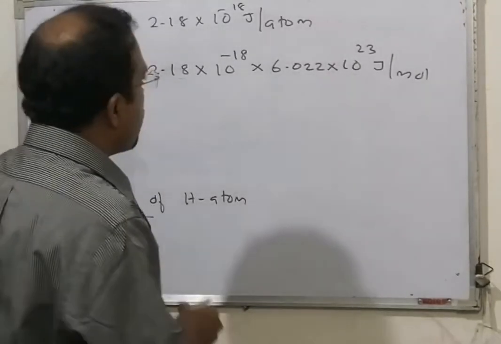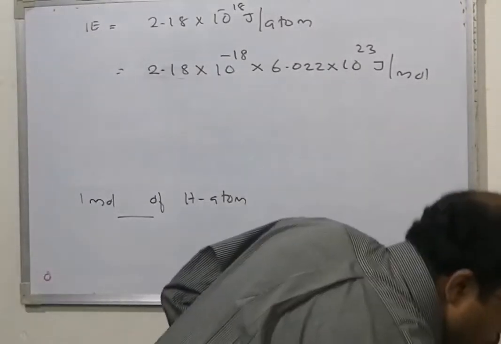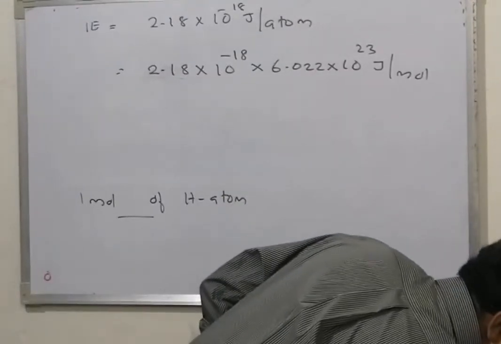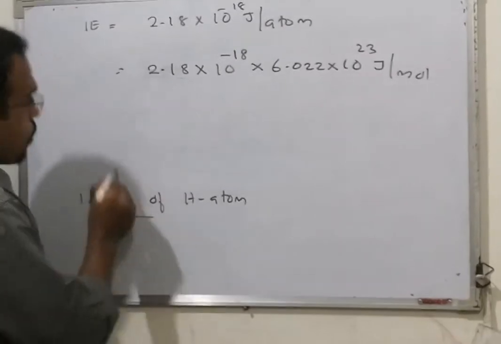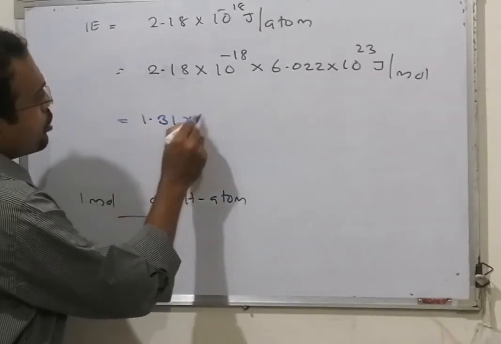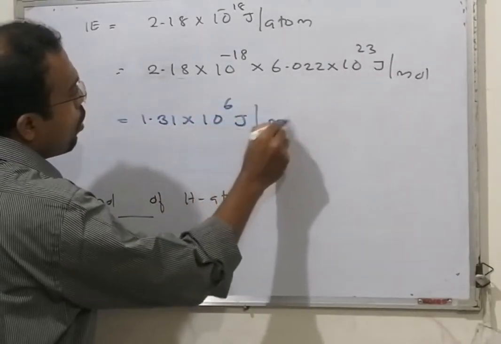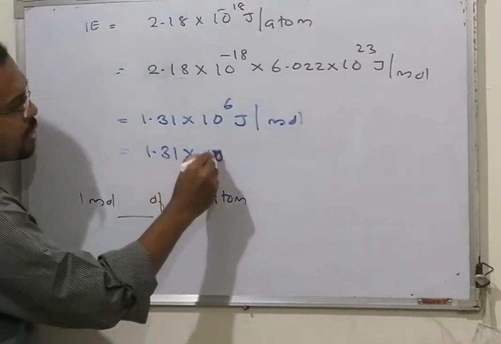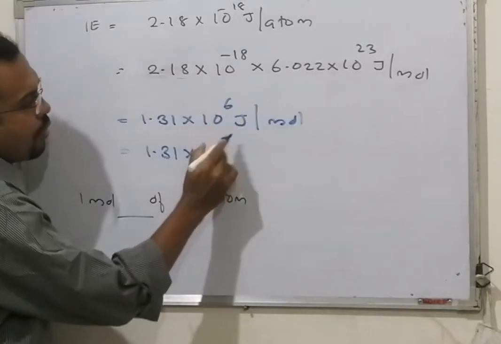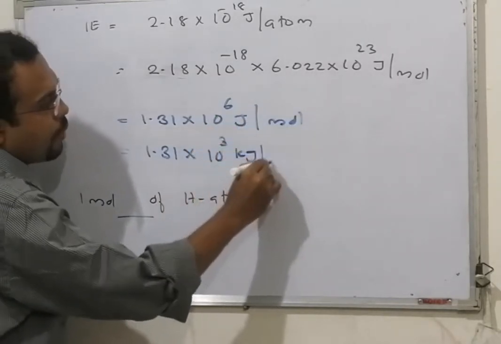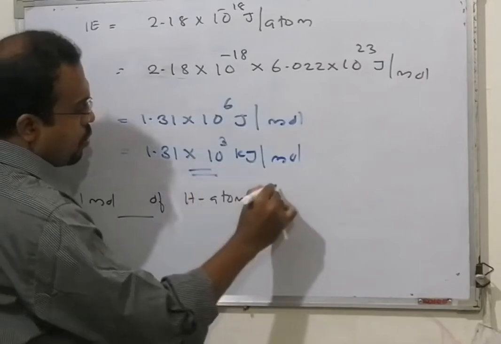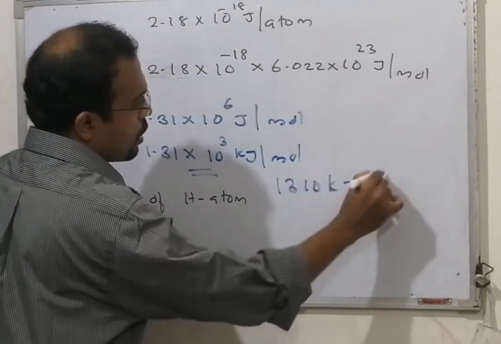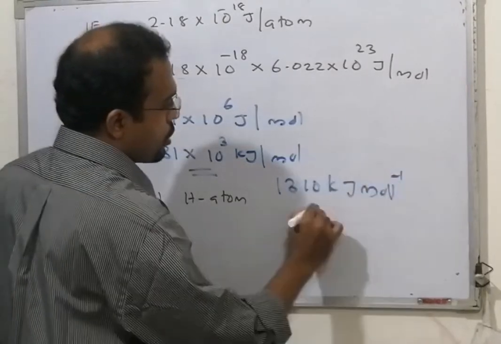Therefore, when you multiply, please multiply this answer. You will get 1.31 into 10 raised to 6 joule per mole. When you convert joule to kilojoule, it is 1312 kilojoule per mole. This is the answer.